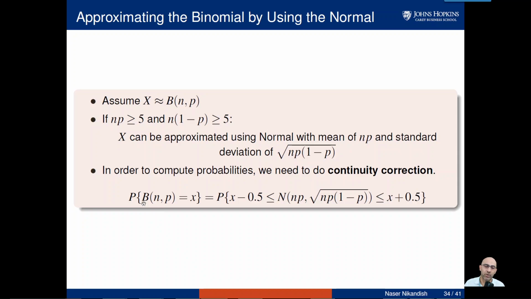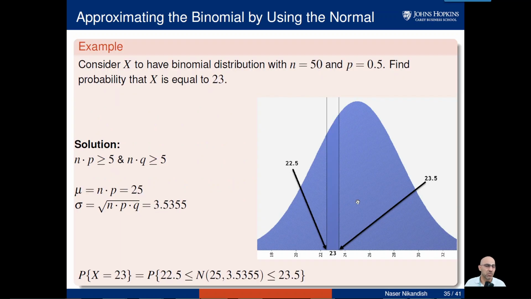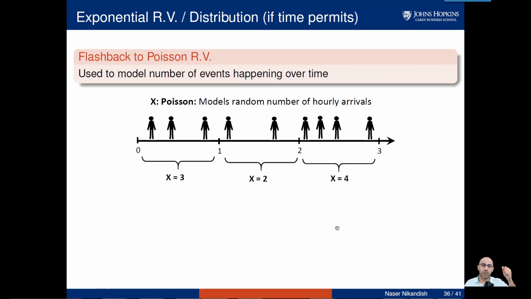So if I want to find the probability that a binomial of n and p is equal to x, I'm going to go 0.5 to the left of x and 0.5 to the right of x, so that the length of that interval for that number x is equal to 1. All right, so x minus 0.5, x plus 0.5. I'm not going to find probability for binomial anymore. It's going to be equal to normal with what parameters? np, and square root of np times 1 minus p. All right, so this continuity correction is shown right here as well. I'm going to skip it for the sake of time and move to the next distribution, which is exponential.